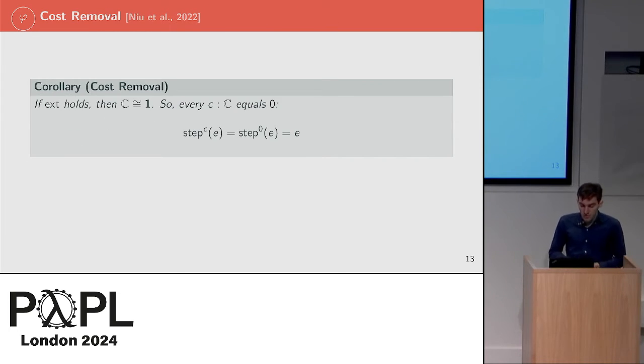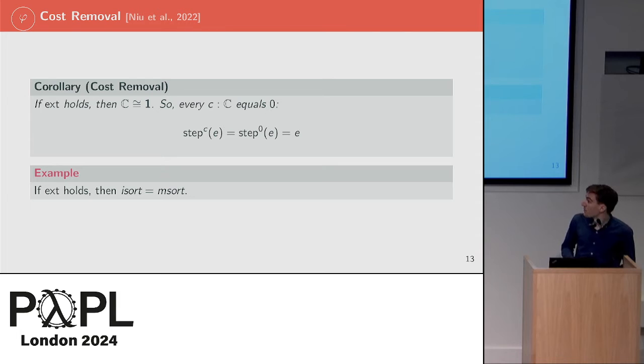There are some other corollaries. So for example, if the extensional phase holds, you know the cost model is trivial, so every cost is actually just equal to 0, since you know you have a monoid. And therefore, incurring C cost is the same thing as incurring 0 cost, is the same thing as not incurring any cost at all. And using this kind of reasoning, we can prove good theorems about the behavior of programs, such as, as long as you're willing to discount cost, insertion sort and merge sort are actually just the same thing.